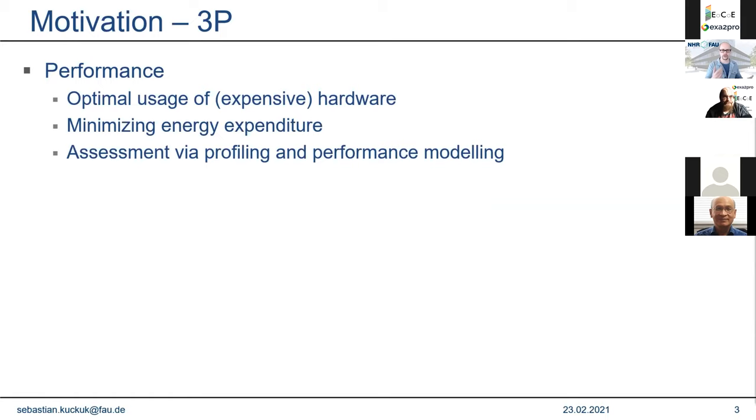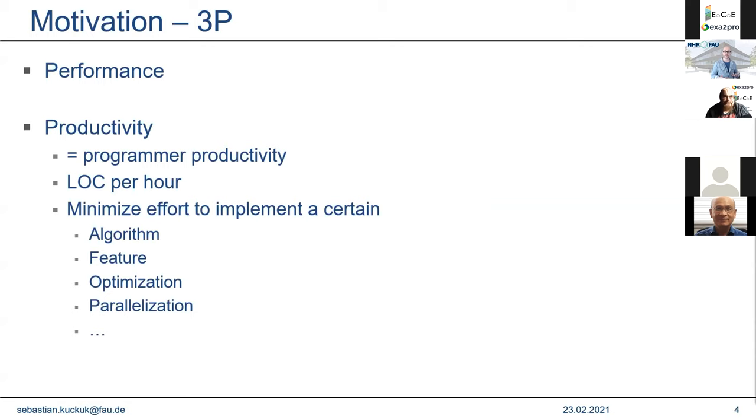But this is not all we're after, if we're honest. Another metric that is quite important for us as software developers is productivity. By productivity, I mean stuff like programming productivity. You could go ahead and measure that in some arbitrary metric like lines of code per hour, but this doesn't really give you a good estimate, because some languages might be more expressive. Using some existing software components might make a job easier or less easy. So what you really want to do is have a look at minimizing the effort to implement a certain whatever, and whatever could be an algorithm or a feature or a given optimization, such as the spatial blocking we've heard about in the previous talk, or a certain parallelization approach.